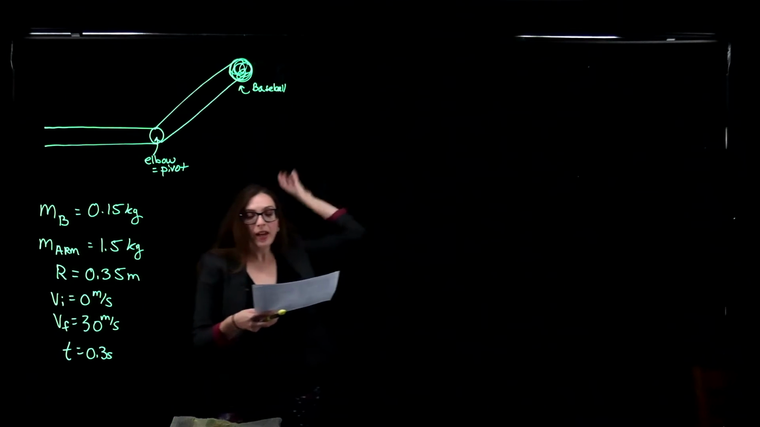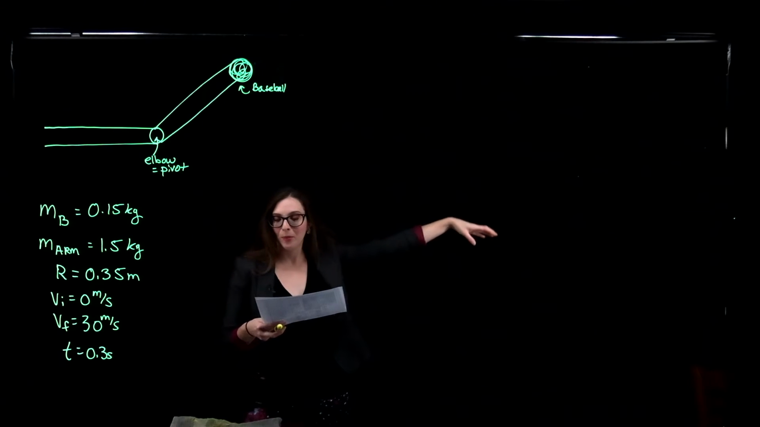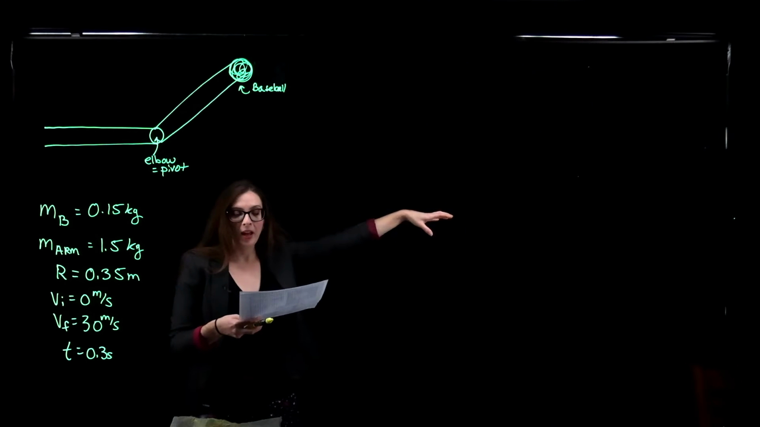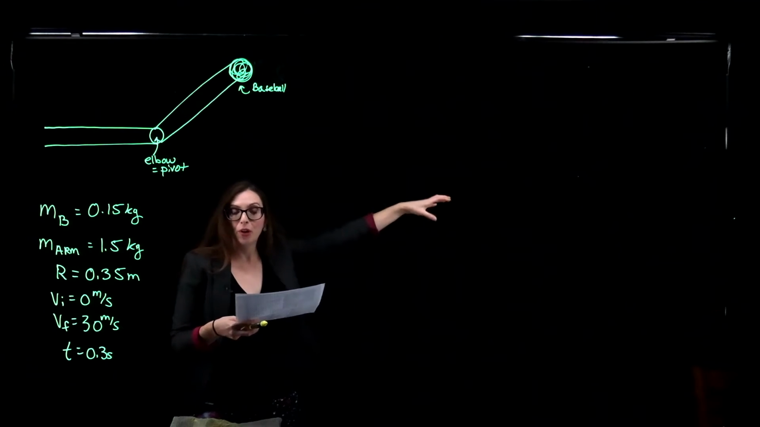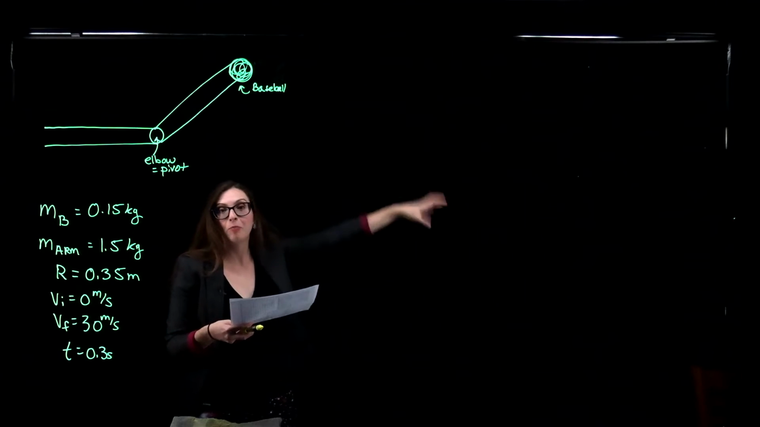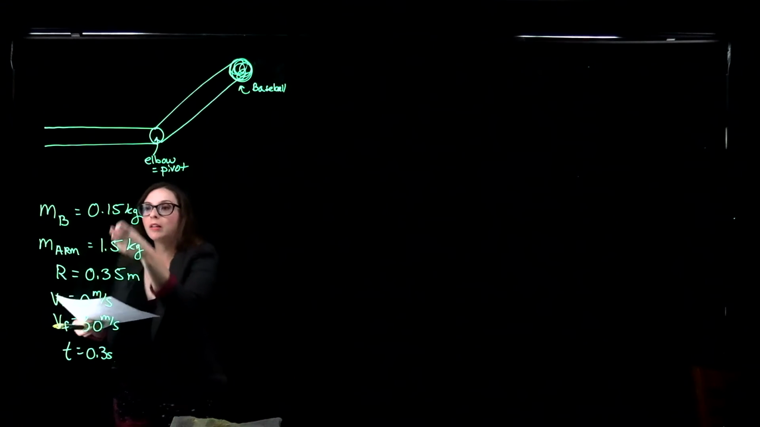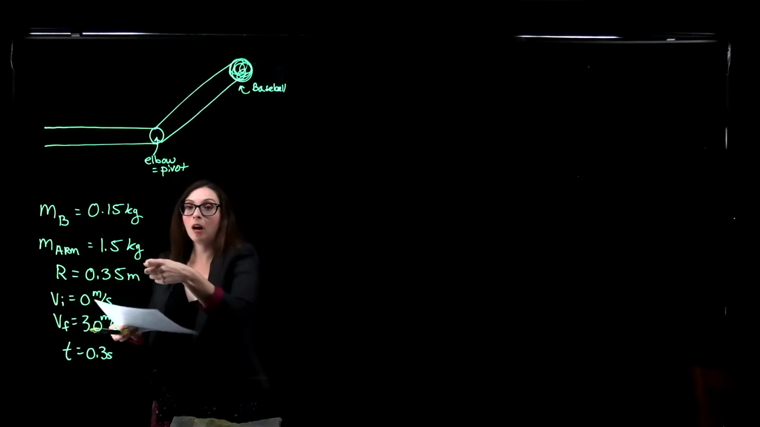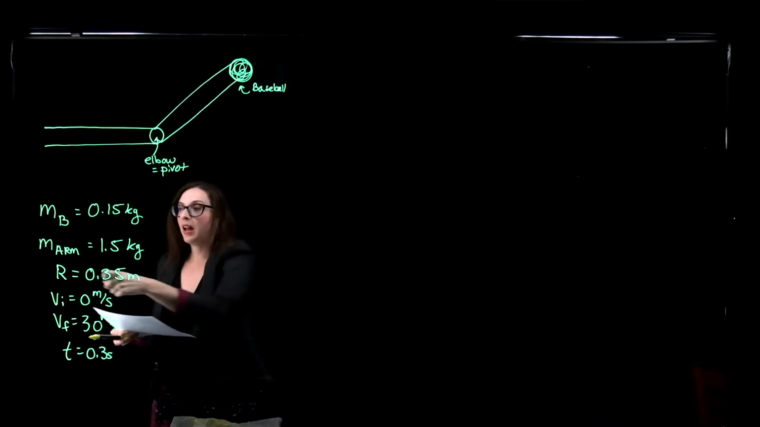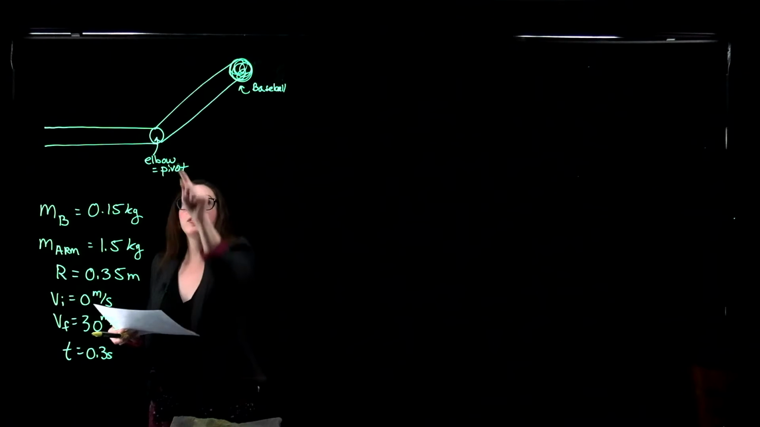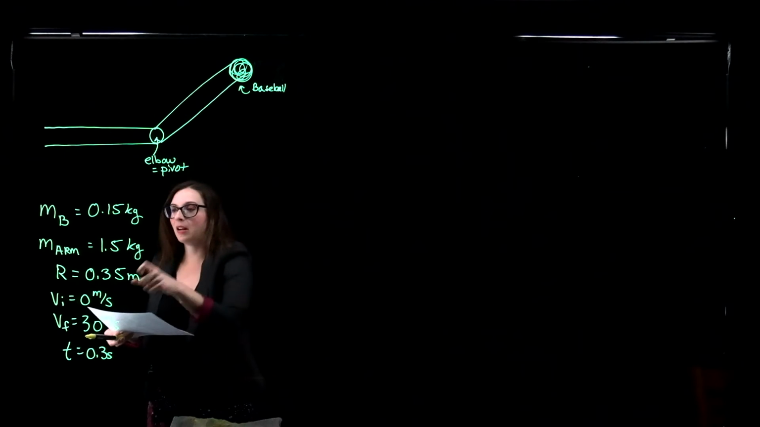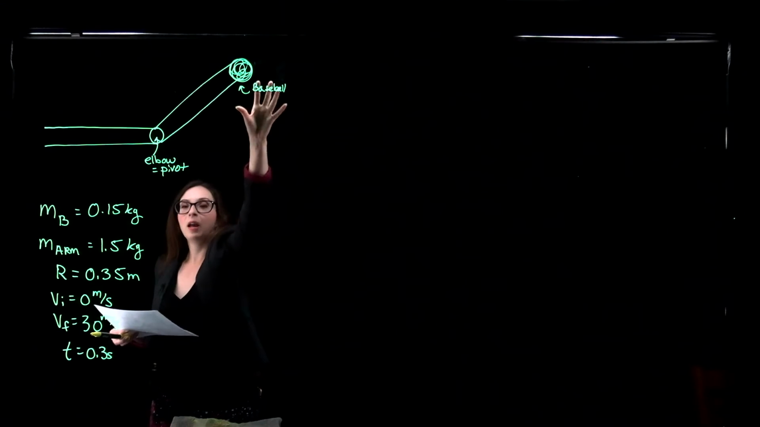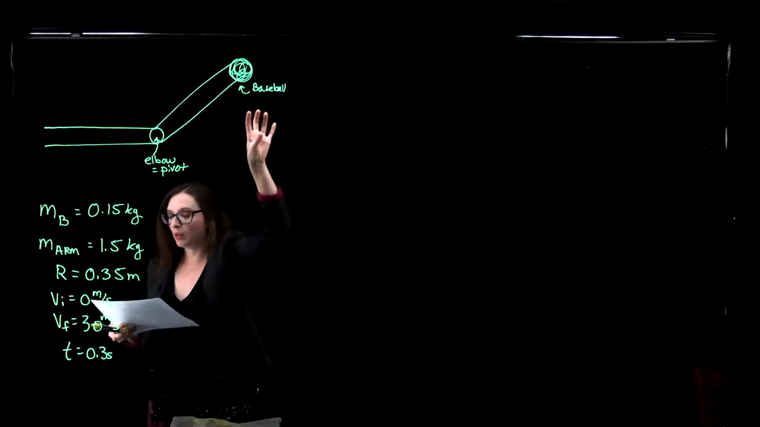So we have to find a couple of different things with this problem. We're going to start our ball back here at rest, and we're going to toss it with our arm, and we're going to release it with a speed of 30 meters per second over a time period of 0.3 seconds. So I wrote all of that down right here. Those were our knowns. We've got the baseball of 0.15 kilogram, our forearm, which is this right here, is going to have a mass of 1.5 kilograms. Everything's going to pivot around our elbow right here. The distance between the elbow and where our baseball is, which is the length of our arm, is 0.35 meters.